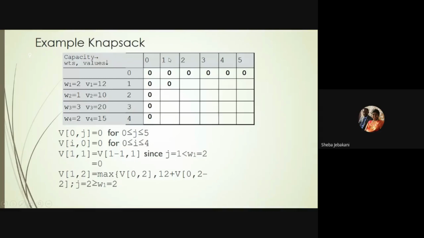But if I take weight of 2, this is less than 2. 1 is less than 2. So I cannot choose W1. So automatically I will take 0 itself. It will go to minus infinity. So between 0 and minus infinity, 0 is the option value I am choosing.